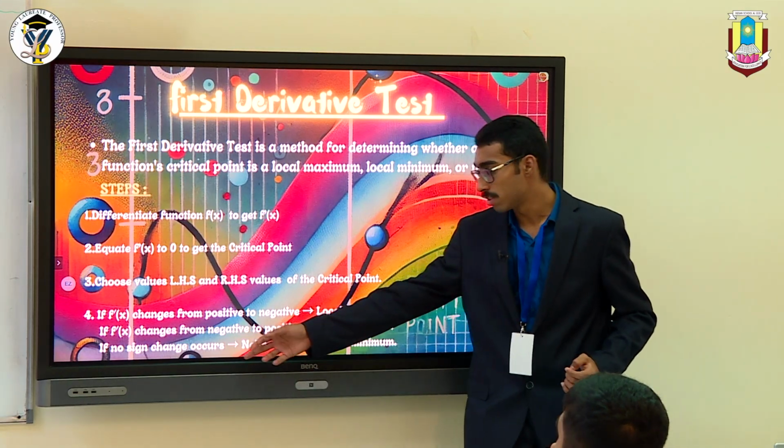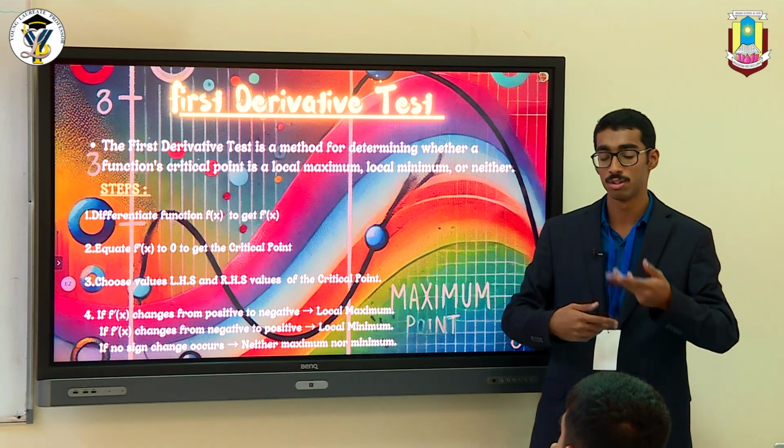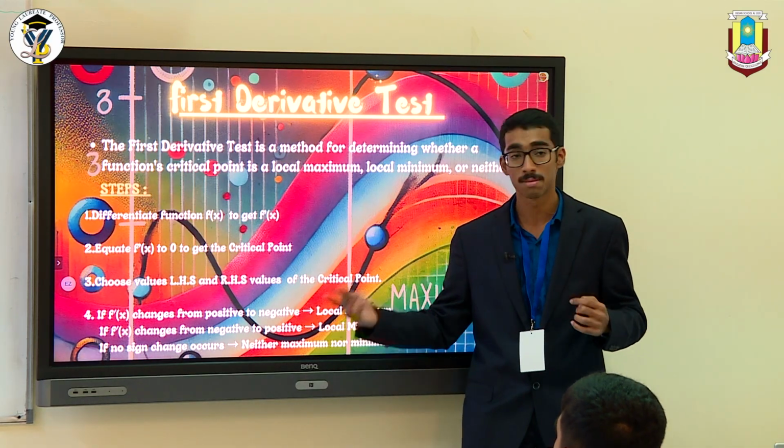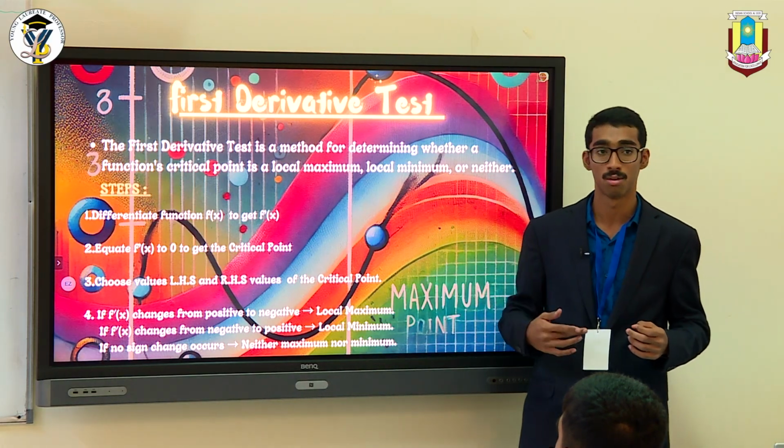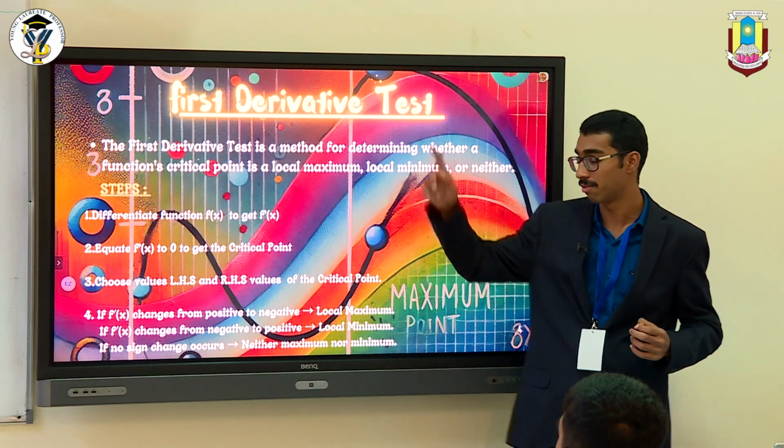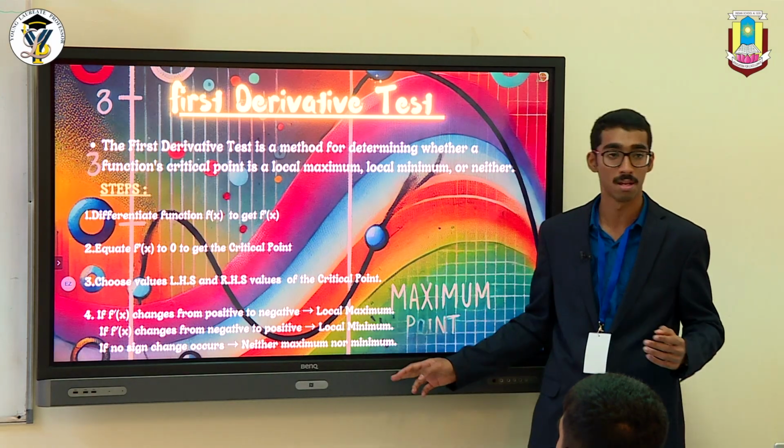The same, opposite. Now suppose if you change it, I got the LHS value as -1 and the RHS value as 0. Now it's going from negative to positive. That means the value is a local minimum.